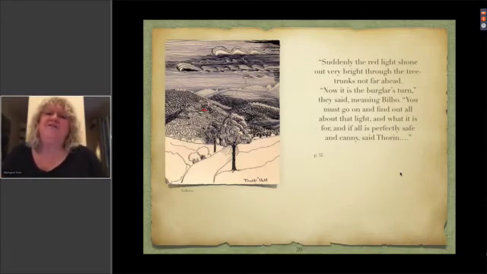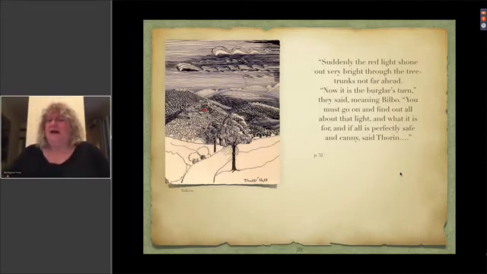"Suddenly, the red light shone out very bright through the tree trunks not far ahead. 'Now it is the burglar's turn,' they said, meaning Bilbo. 'You must go and find out all about that light and what it is for, and if it is all perfectly safe and canny,' said Thorin." So they've got a burglar there. Gandalf, they don't even know what happened to him, but they've got a burglar. So they figured, well, he's supposed to be able to burgle, so let's send him off burgling.